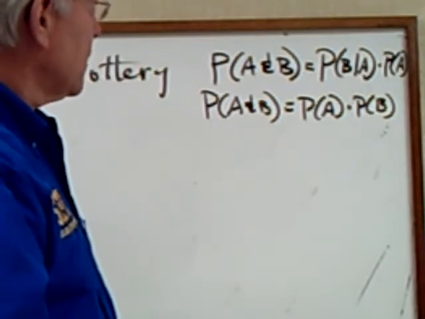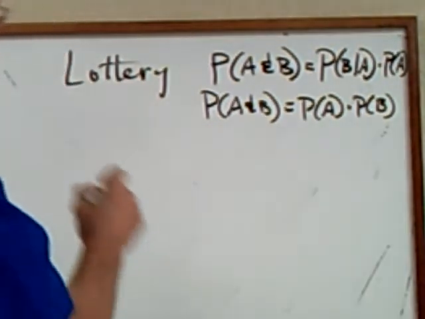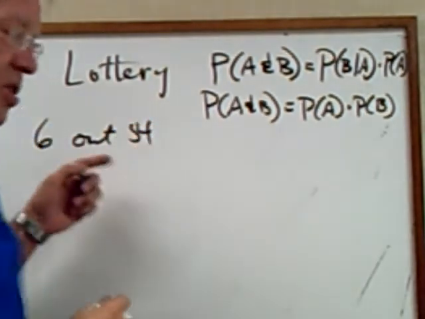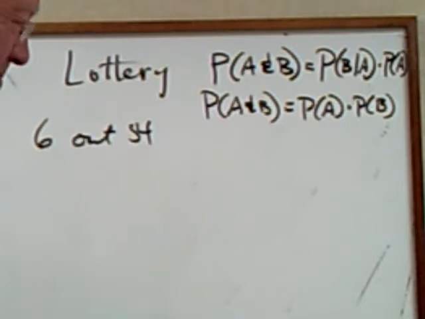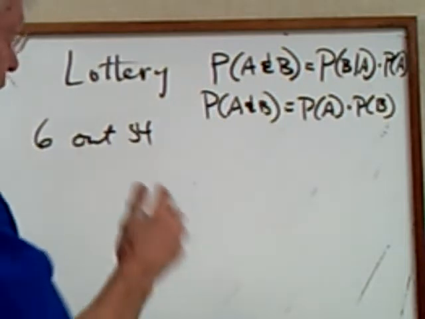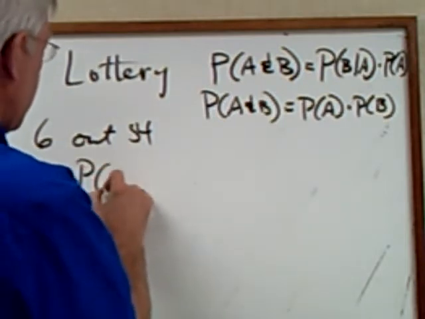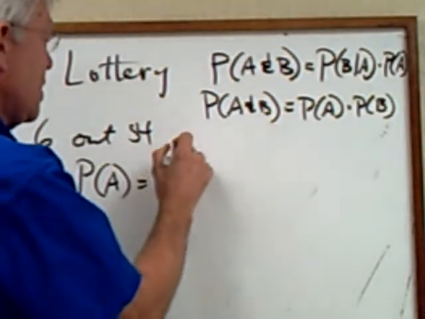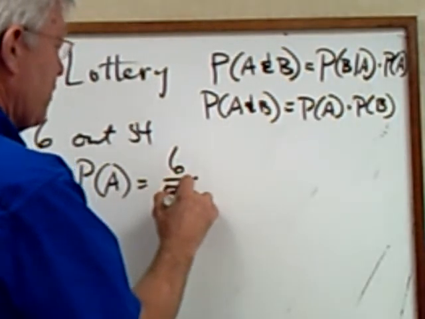Okay. So, let's use this for the lottery. 6 out of 54. And let's say you've picked your numbers. Okay? What's the probability that one of your numbers will be picked as the first ball? That's the way we have to look at it. So the probability of A, that one of your 6 numbers will be picked, is 6 over 54.